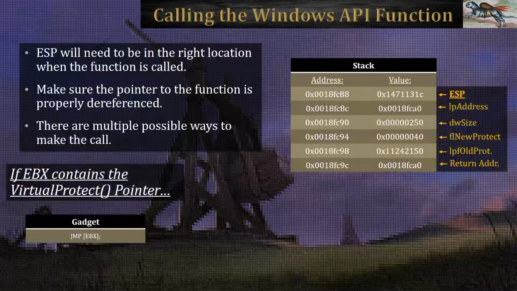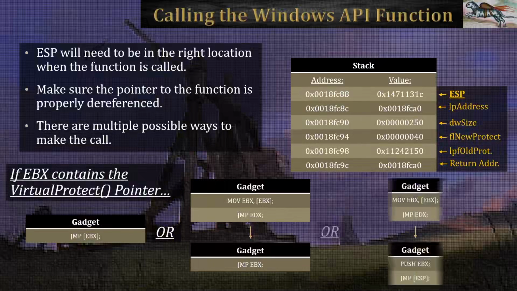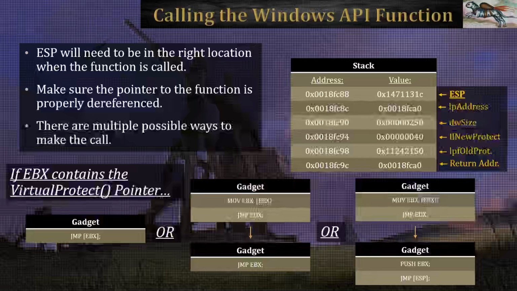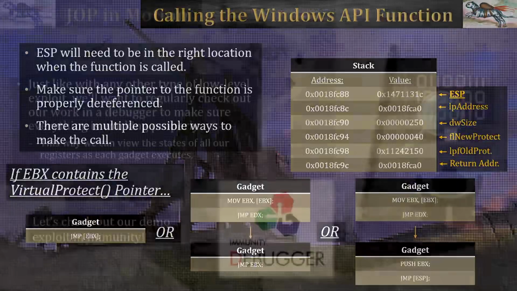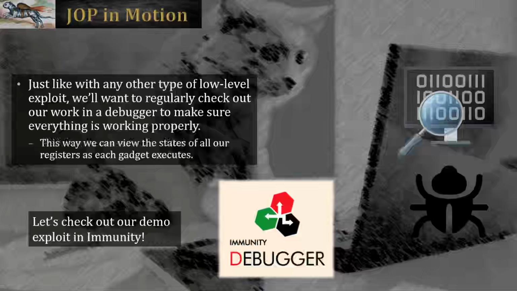So one way is if EBX contains the VirtualProtect pointer, we can do jump dereference EBX. Also, we can do move EBX, dword pointer EBX, and then do a normal jump. Or we could even dereference in place like before and then jump, or push to the stack and then jump to ESP, which is actually what we will do in our exploit. So looking at our demo of this exploit, we will look at Immunity and see how this all works.